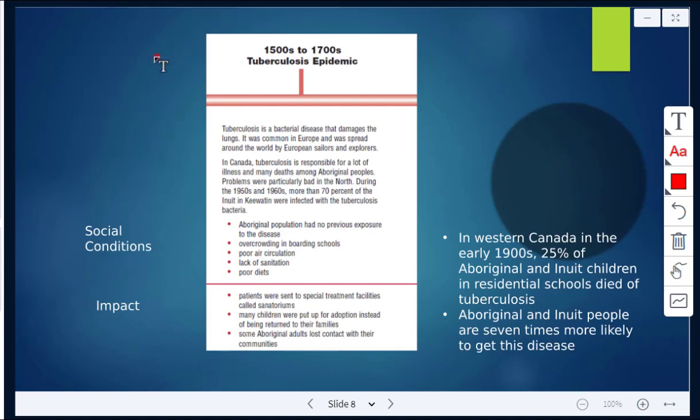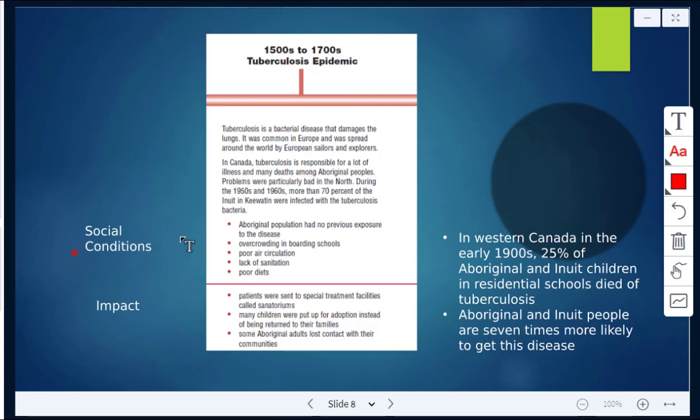1500s to 1700s, there was the tuberculosis epidemic. It is a bacterial disease. It damages the lungs. It was common in Europe, and then it was spread around the world by the European sailors and explorers. In Canada, it's responsible for a lot of illnesses and many deaths among Aboriginal peoples.